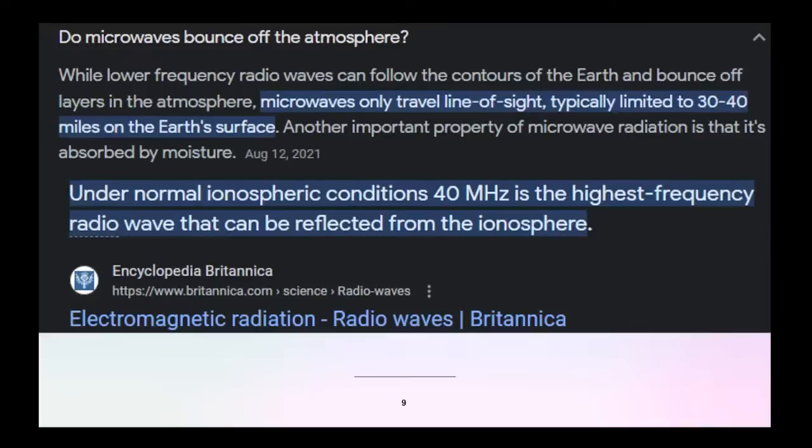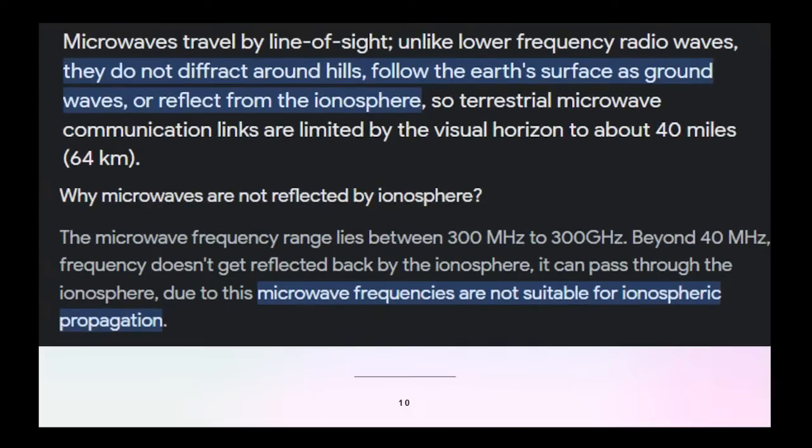Which is why it's explaining right here, they're topped out around 30, 40 miles. And here it says, unlike lower frequency radio waves, which have a much wider span, right? They do not diffract around hills, follow the Earth's surface as ground waves, or reflect the ionosphere.